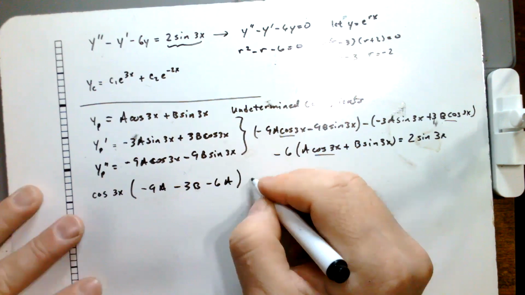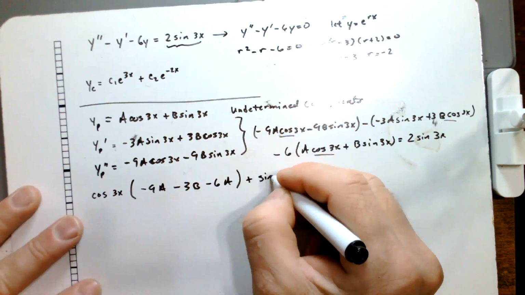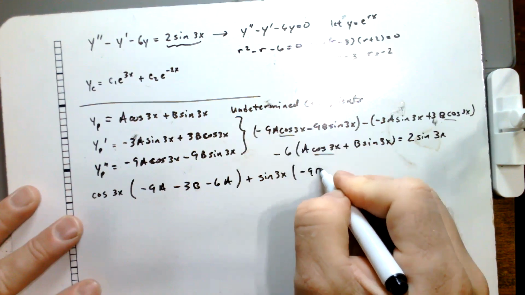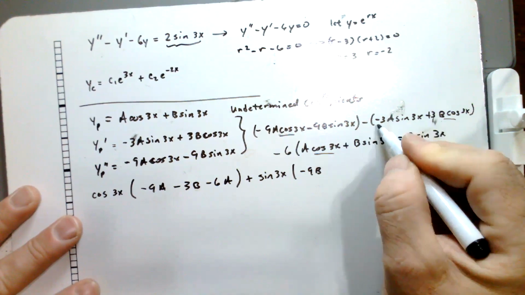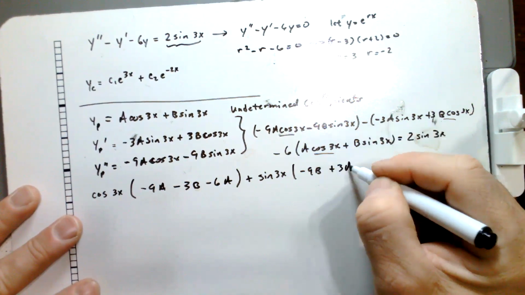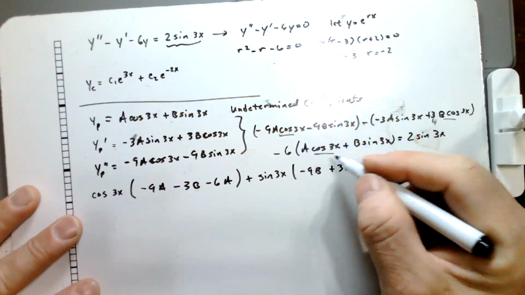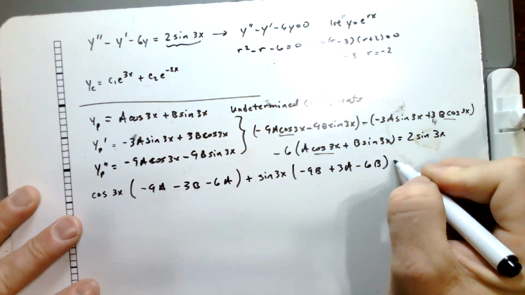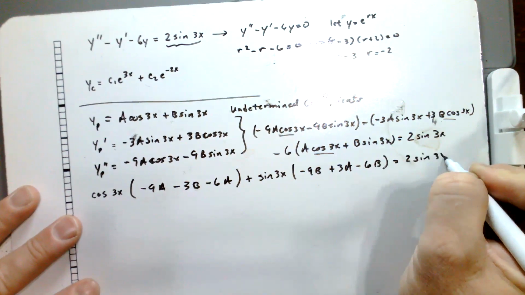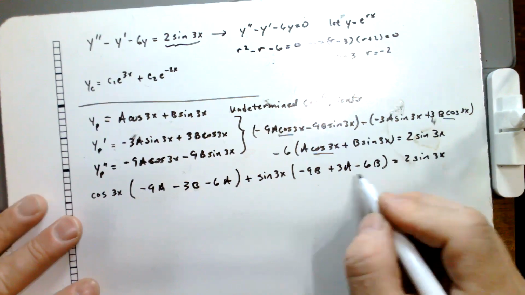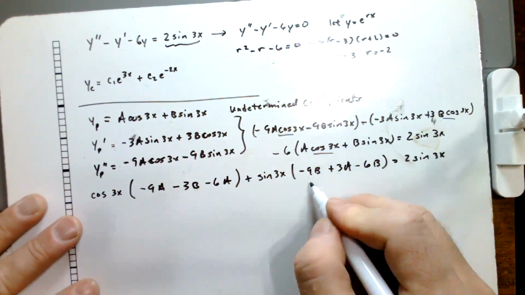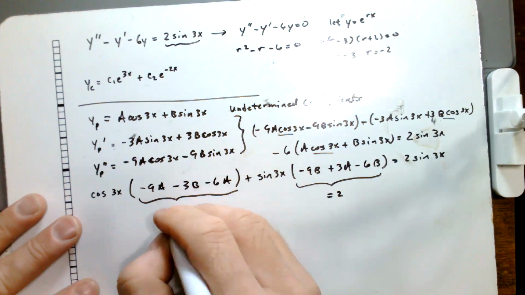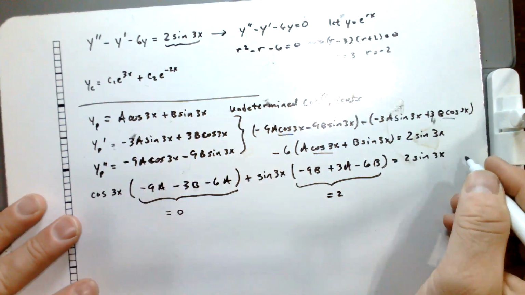Okay. So that's for the cosine, and then adding to that, I have the sine term of 3x, and I have a minus 9b here. So here I have a positive 3a, since a negative and a negative make a positive, and then a minus 6b here, times the sine, is equal to 2 sine 3x. And the reason why I like doing this is you can see the sine 3x coefficient needs to equal 2, and the cosine coefficient needs to equal 0 since there's no cosine term on this side.